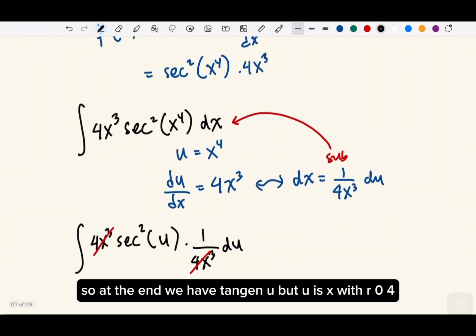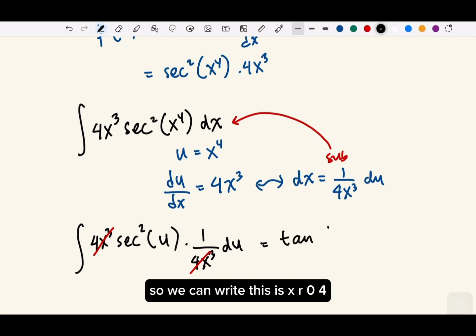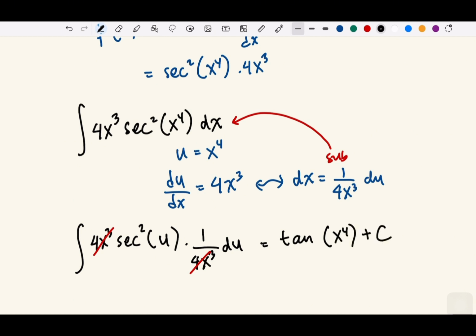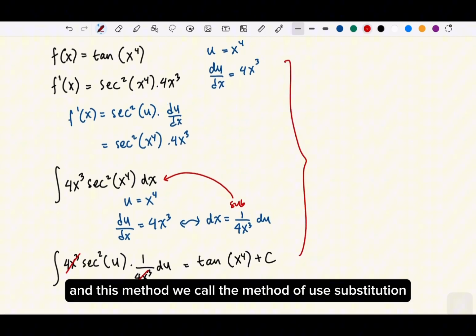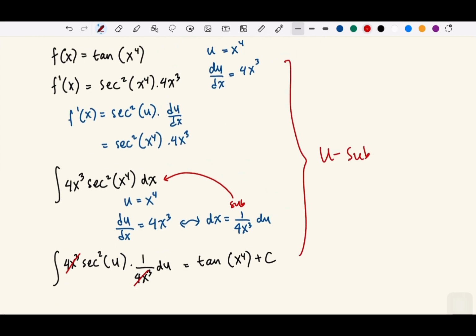So at the end, we have tangent u. But u is x to the power of 4. So we can write this as tangent of x to the power of 4. But now we need to add plus c. And this method we call the method of u-substitution.